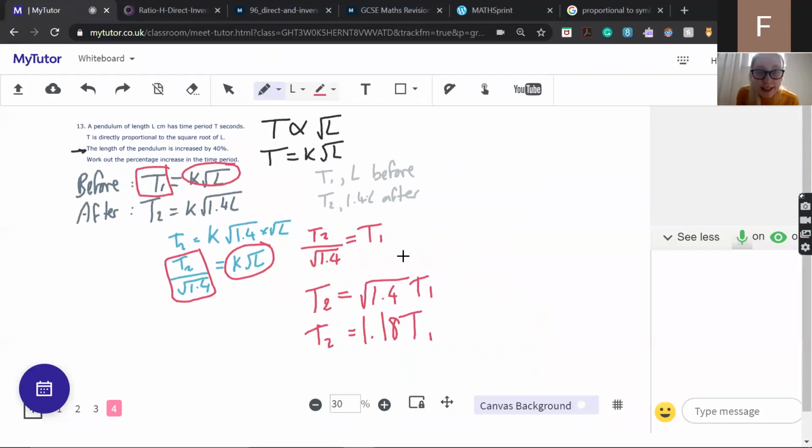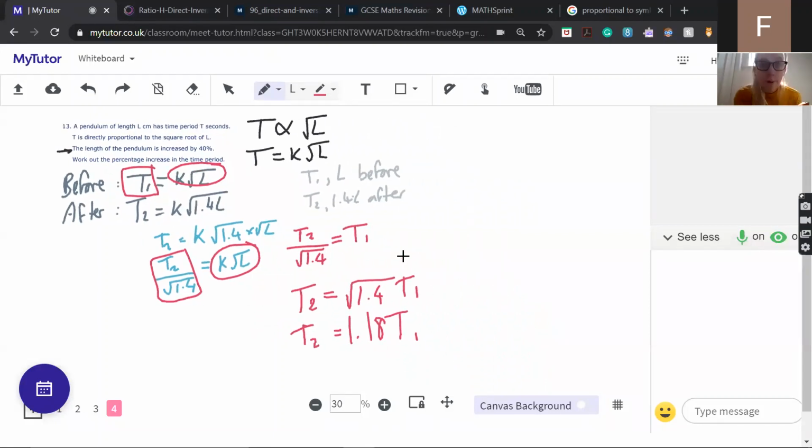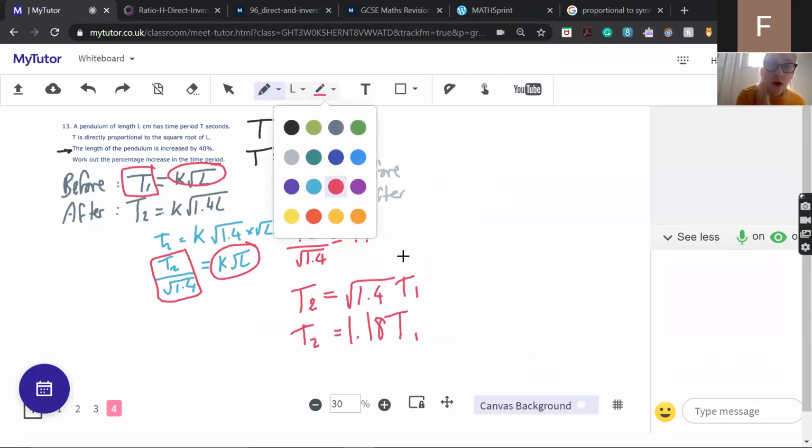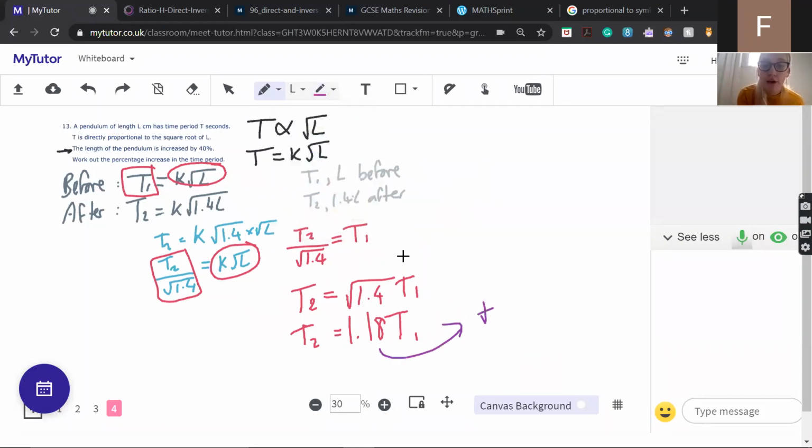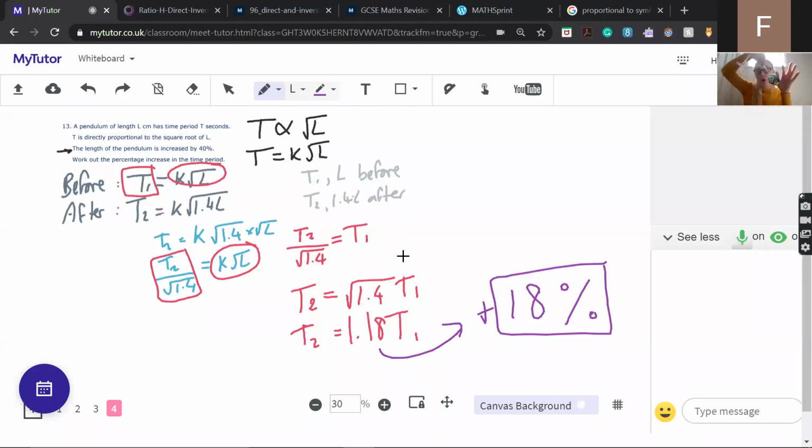And then what this means, again, from yesterday's multiplier, in a similar way to how 1.4 represents an increase of 40%, 1.18 represents an increase of 18%. So what we've done there is we've just thought about the relationship. We've just called this T1 and this T2, and this length L and this length 1.4L, fiddled around with the equations a tiny bit, and we worked out that when we increase this by 40%, this increases by 18%.